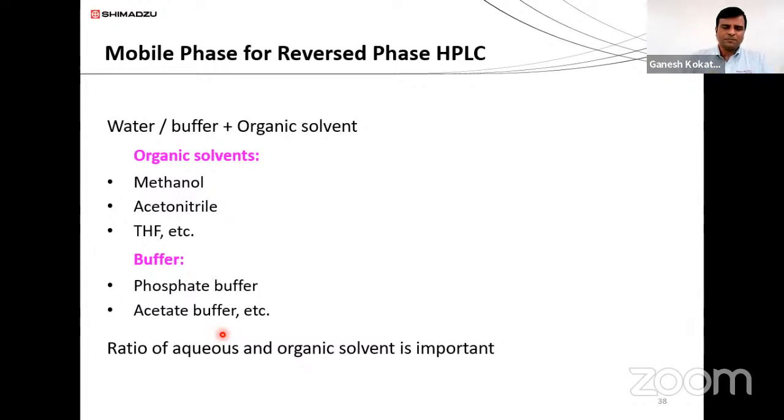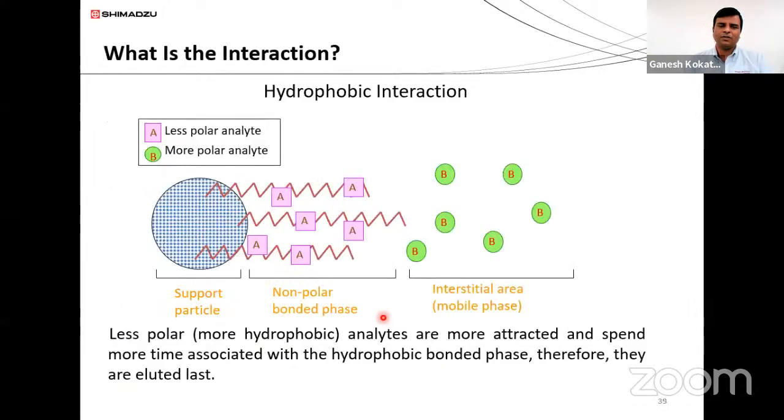Okay, so the ratio of aqueous and organic solvent is much more important when we want to separate those analytes, those components, using chromatography. So what is the interaction that basically happens inside the column? I'm just focusing on the column at first, and after the column we are going to focus on the actual impact of different components on HPLC and how it works.